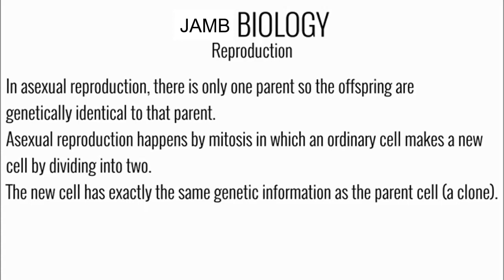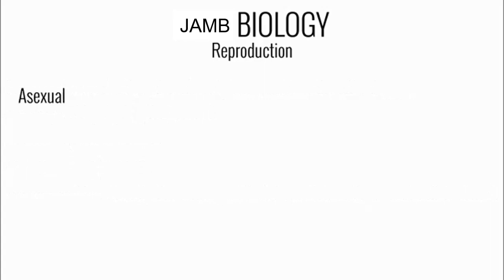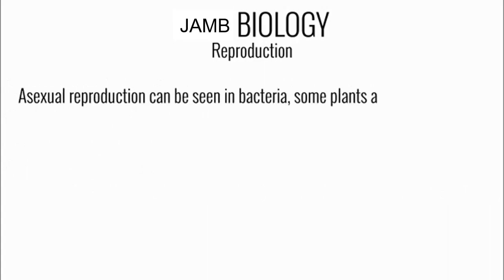So in asexual reproduction, there is only one parent, and there is no fusion of gametes, no mixing of chromosomes, and no genetic variation between the parents and the offspring. So asexual reproduction can be seen in bacteria, some plants, and some animals.